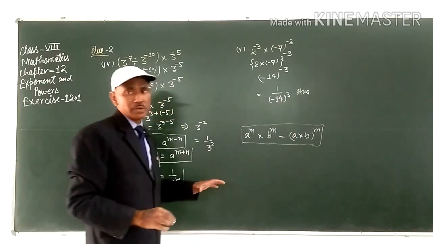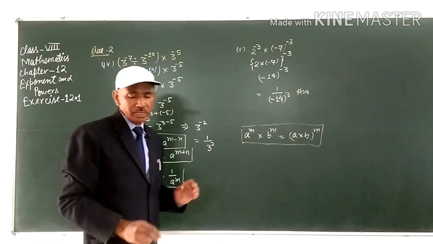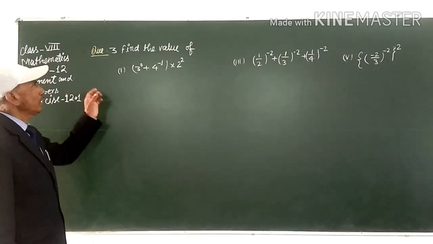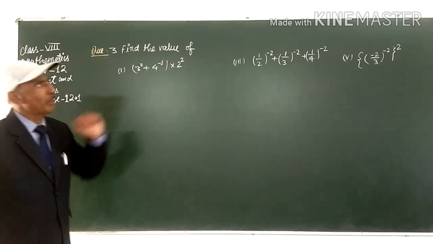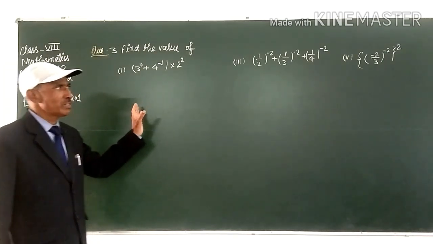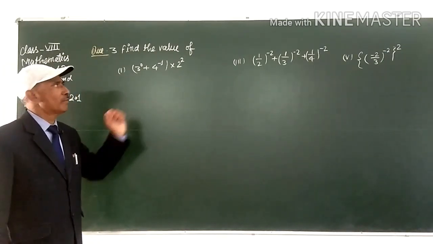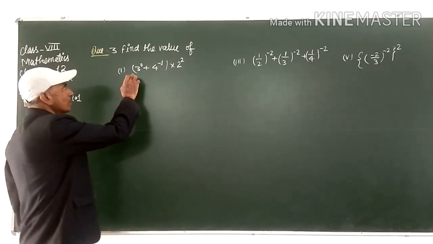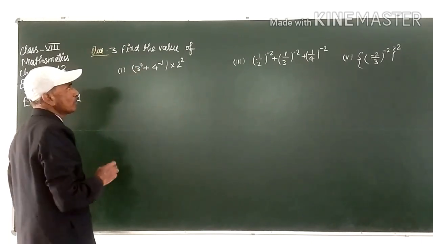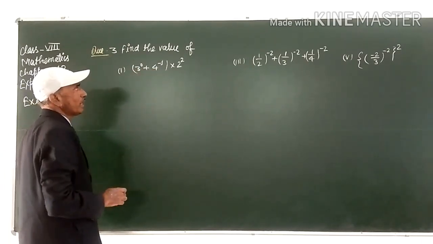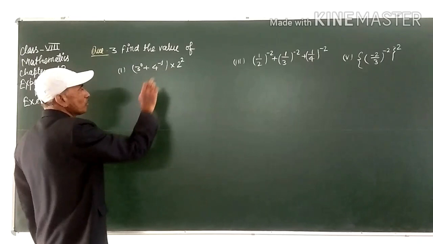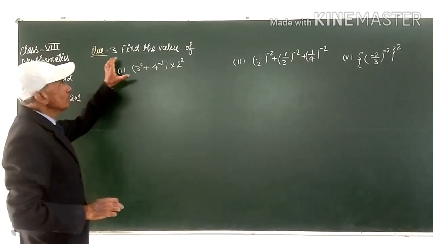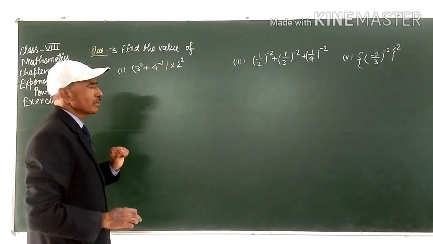Now we will solve the next question, that is question number 3. This is question number 3, students, and in this question we have taken here 3 parts. Remaining part of this question you have to do yourself. And the first part of this question is 3 raised to the power 0 plus 4 raised to the power minus 1 into 2 raised to the power 2. So students, in this question we have to find out the value of this.